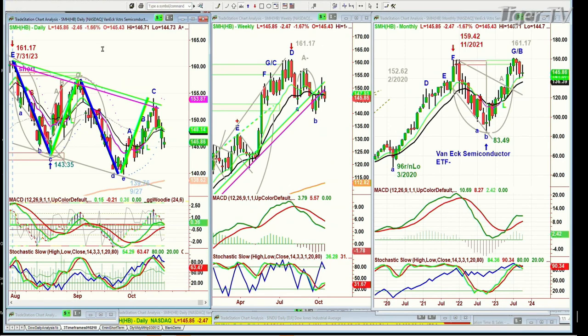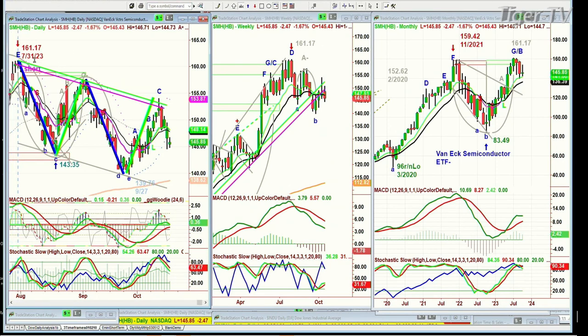Just for clarification purposes, 161.17 was the all-time high on the 31st of July, just less than 2 points above the November 2021 high of 159.42, down to 83. This is back in July of last year, July, August or so. And then it turns up, or was that October, and goes from 83 to 161.17.